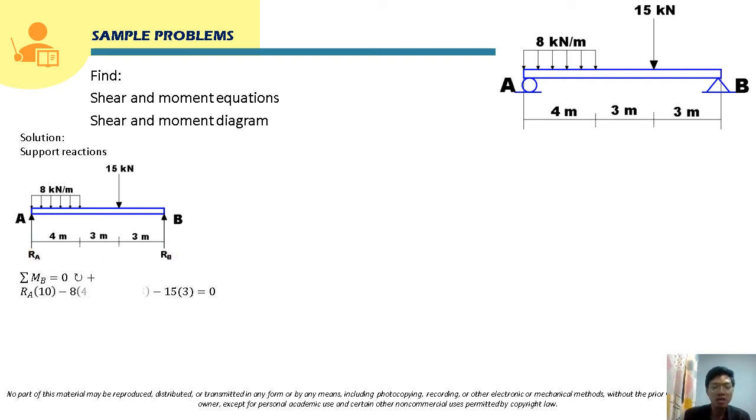So R sub A, its moment, class, will be RA times 4 plus 3 plus 3. So that will be 10. 4 plus 3 plus 3, that is 10. And its rotation about point B will be clockwise. That's why it's positive here.